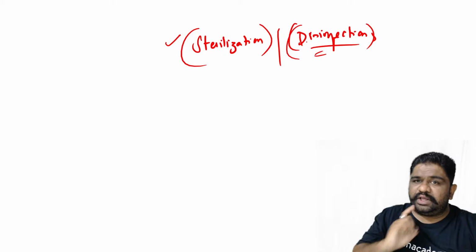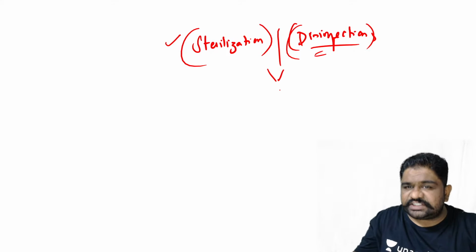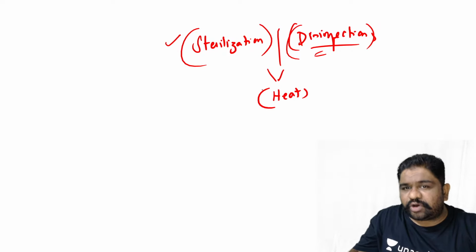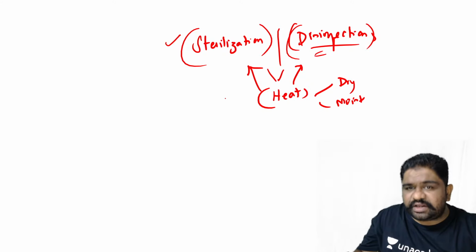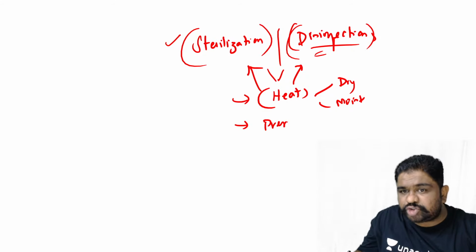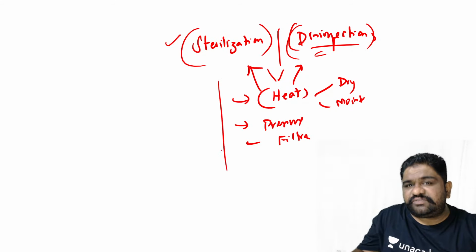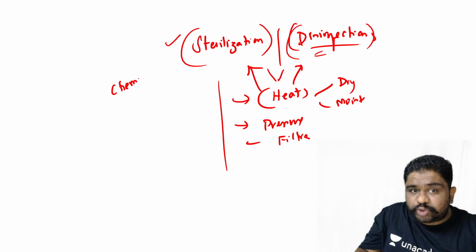Now remember, sometimes sterilization and disinfecting agents may not be mutually exclusive. For example, heat can be a part of sterilization and disinfection. The heat may be dry heat, it can be moist heat. And when it comes to heat, it is a physical method. Likewise, pressure can also be a physical method. Your filtration can also be a physical method. Apart from them, chemical methods also can be used.